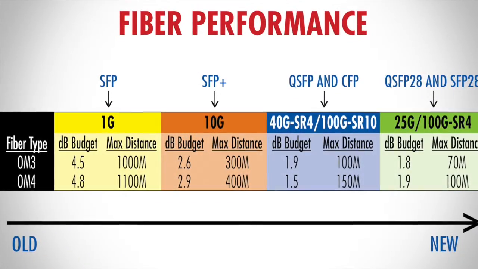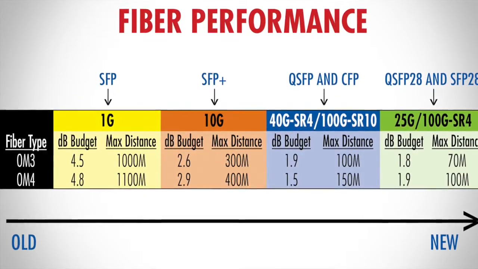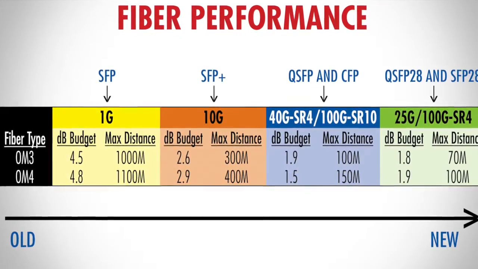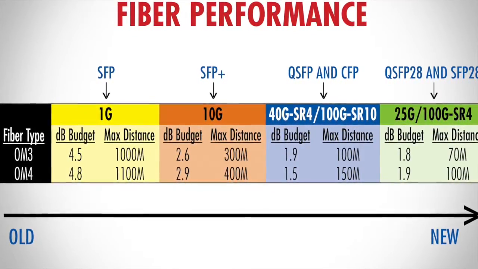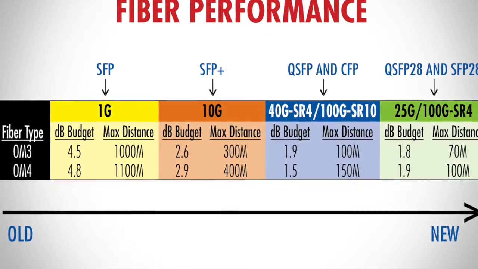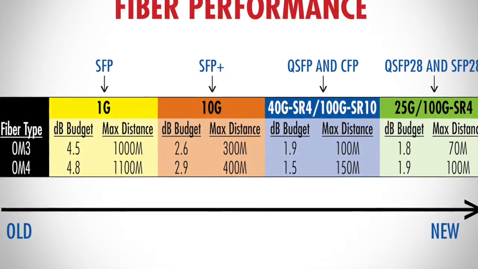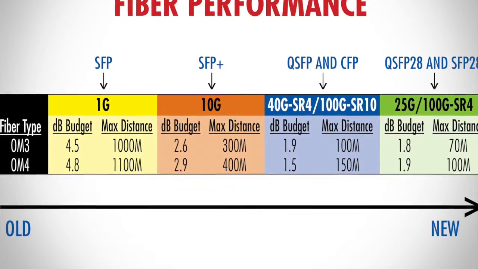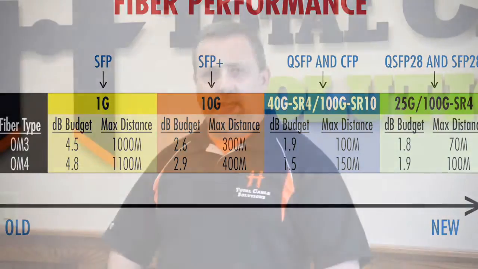You can see as we have moved from 1 gig to 10 gig to 100 gig and now the new 400 gig standards that are coming out, that the dB budgets have gone from 4.5 clear down to 1.9. Using a low loss connector is going to help you get some of that dB budget back.